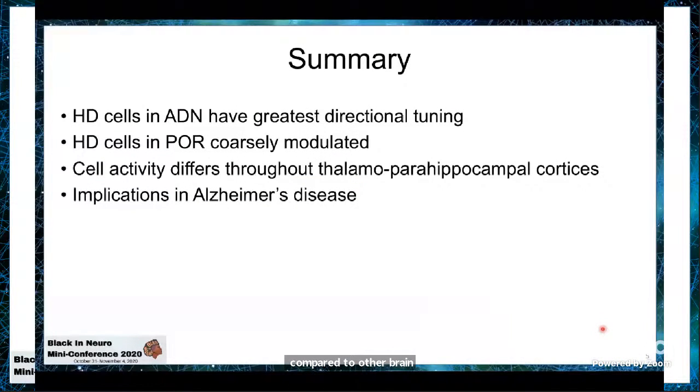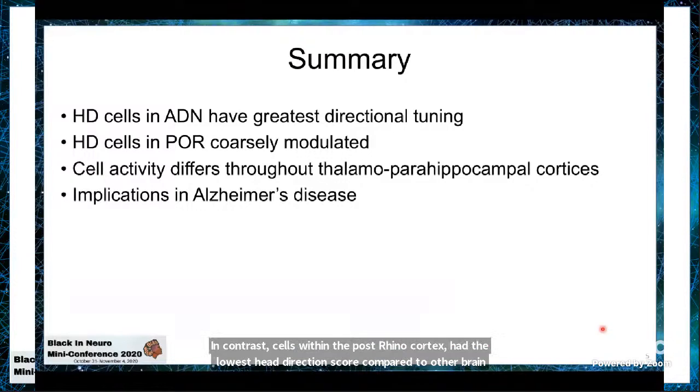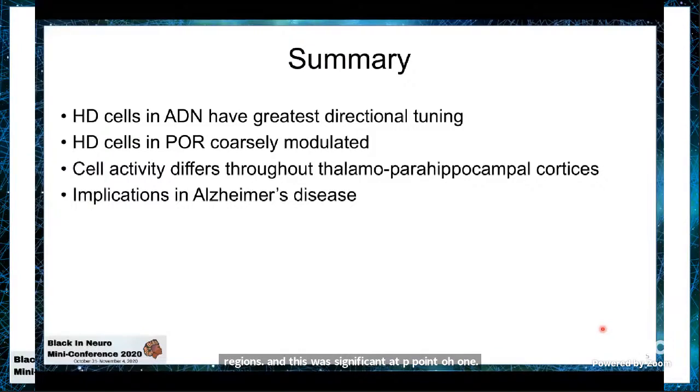So to summarize, we found differences in head direction cell firing characteristics. Cells within the anterior dorsal nucleus of the thalamus had the sharpest directional tuning, while those in the postrhinal cortex had a broader range of firing. These results suggest that cells within this circuit may contribute something unique to spatial orientation. However, further work will be needed to understand these contributions.